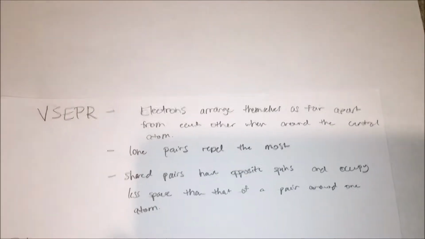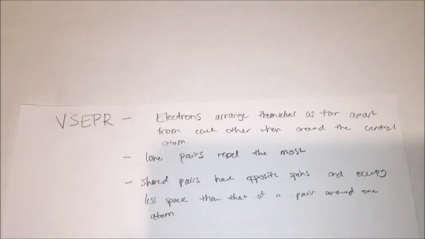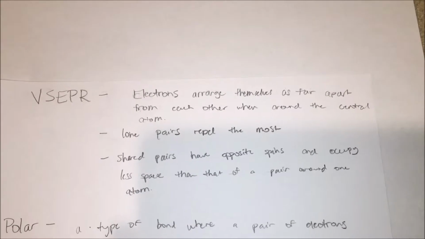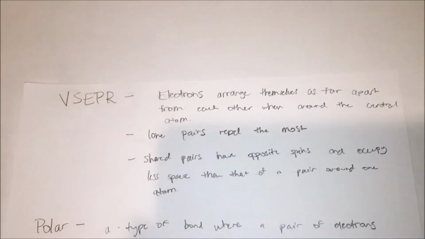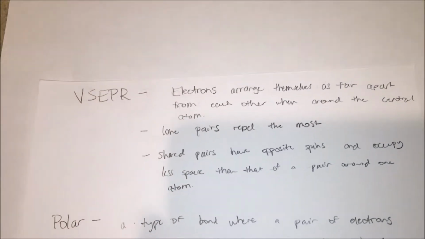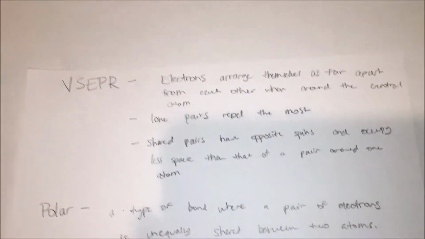VSEPR. Electrons arrange themselves as far apart from each other as possible around the central atom. Lone pairs repel the most. Shared pairs have opposite spins and occupy less space than a pair around one atom.